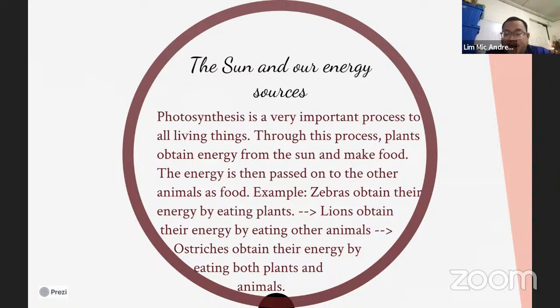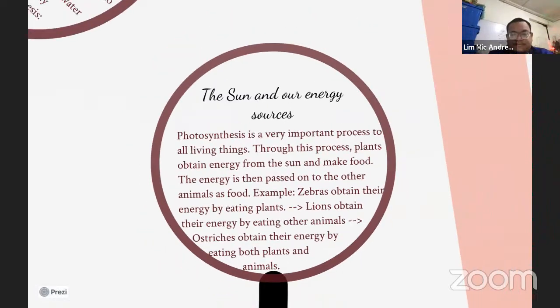For example, zebra obtain their energy by eating plants. Lion obtain their energy by eating other animals. Ostrich obtain their energy by eating both plants and animals. So you will see a chain here, whereby the energy travels from the sun to the plant to the animal, and another animal eats that animal. All right.